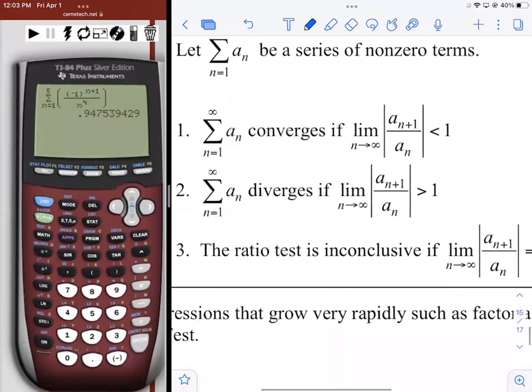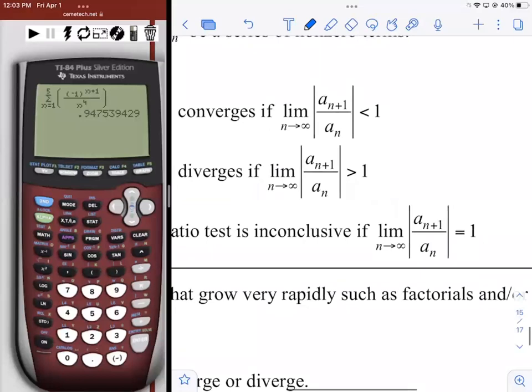If the limit as n goes to infinity of the absolute value of the n plus first term divided by the nth term, if that ratio is less than 1, then the series converges. If that ratio is greater than 1, the series diverges. But like the second derivative test, it doesn't always work. If you get a 1, it's inconclusive.